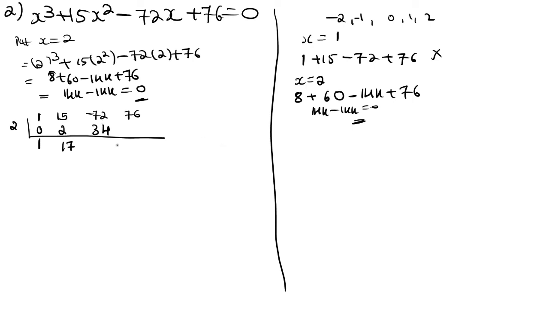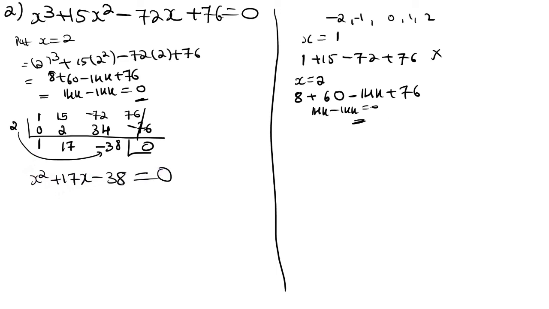Here you will get minus 38. Then multiply 2 into minus 38, it's equal to minus 76. These two terms get cancelled. Okay, remainder is 0. What is the quadratic equation then? x square plus 17x minus 38 equal to 0. a value is equal to 1, b value is equal to 17, c value equal to minus 38.